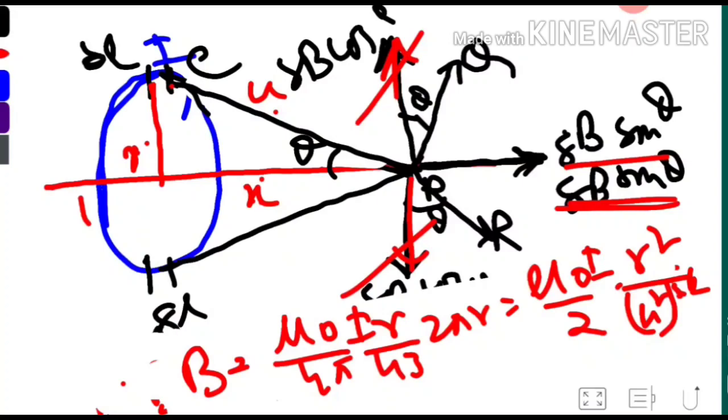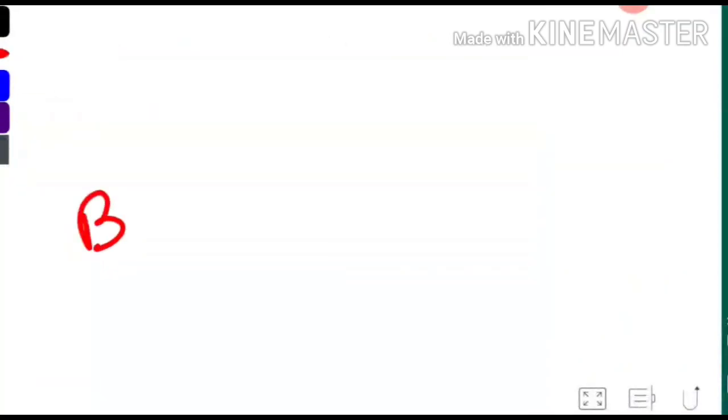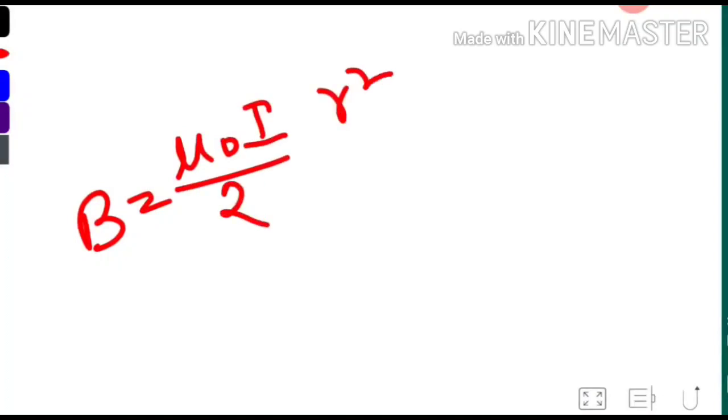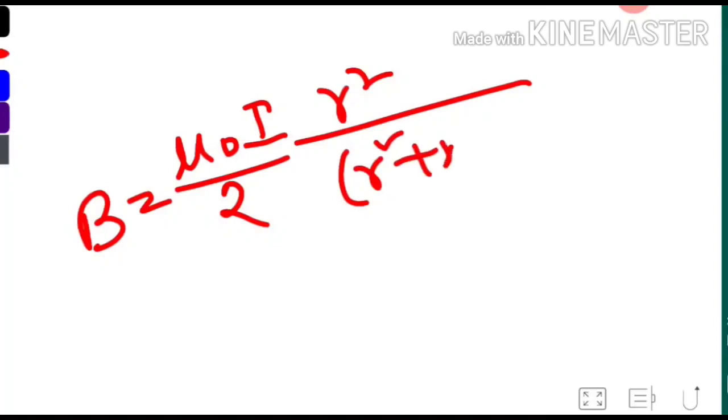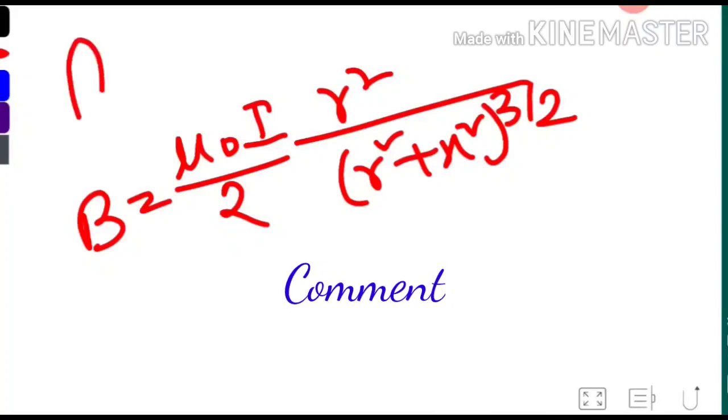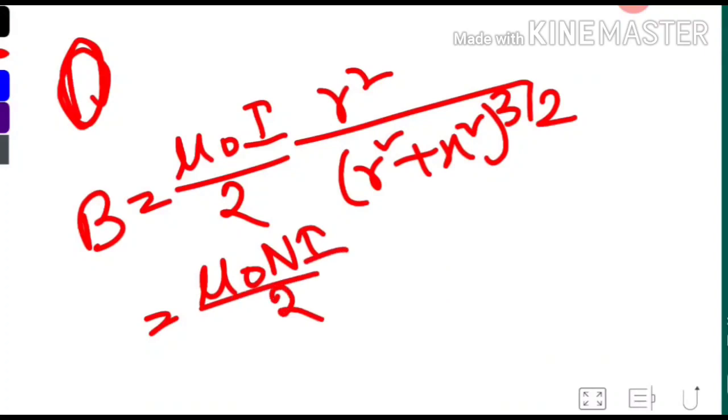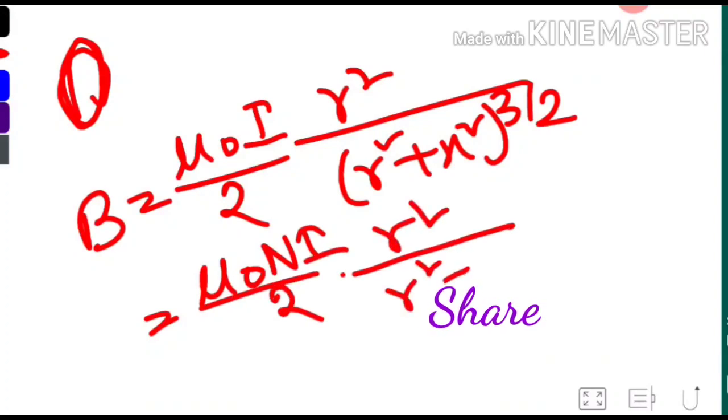Here, this is R and this is X, so U square equals R square plus X square. Instead of U square we can write R square plus X square to the power 3 by 2. So we get the total thing, that is mu 0 I by 2 into R square by R square plus X square to the power 3 by 2. And if there are n number of turns, then it will be mu 0 n I by 2, R square by R square plus X square to the power 3 by 2.